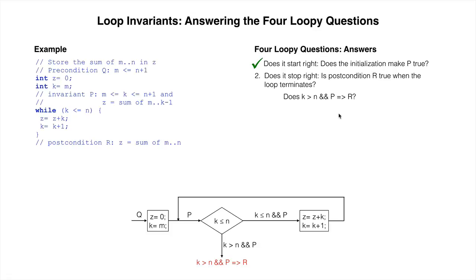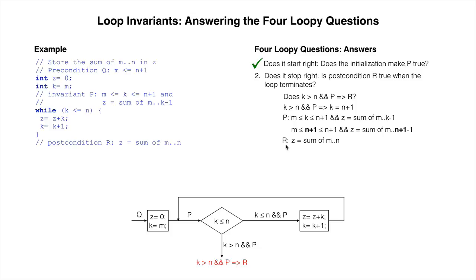First, we observe that if k is greater than n and p is true, k must equal n plus 1. Next, we substitute k with n plus 1 in p. Simplifying the second part of the expression, as shown here, gives us the postcondition, R. The answer to the second loopy question is yes.